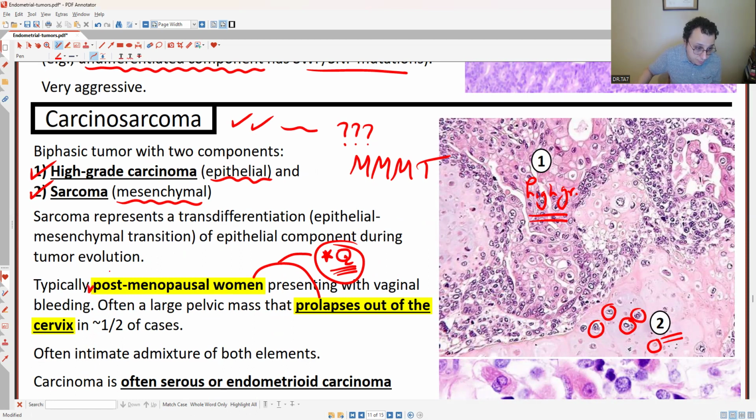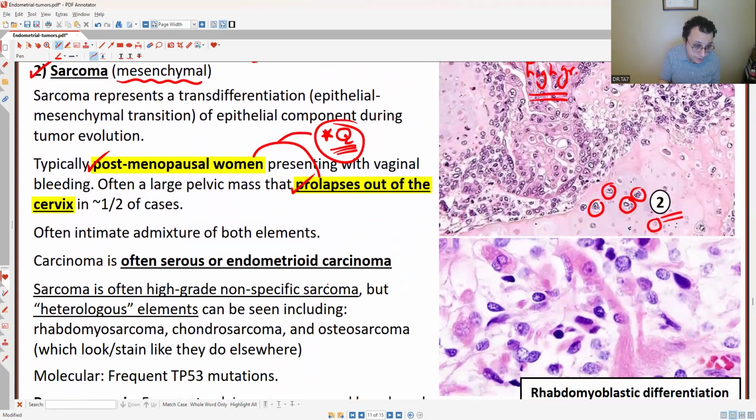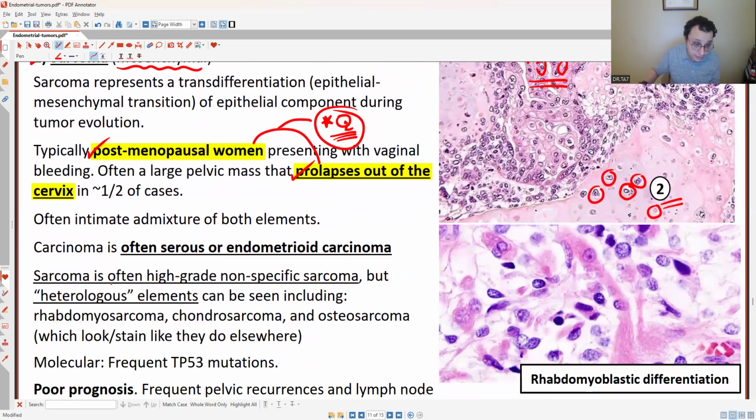So this is postmenopausal women. The mass is big enough that it prolapses out of the cervix in nearly half of the cases. And the carcinoma component, being high grade, is usually serous. However, it might also be endometrioid, but for it to be endometrioid, it should be high-grade endometrioid, which is FIGO 4, very solid.